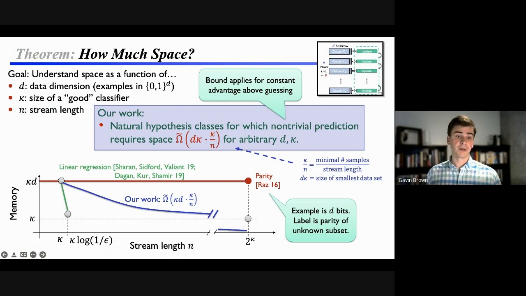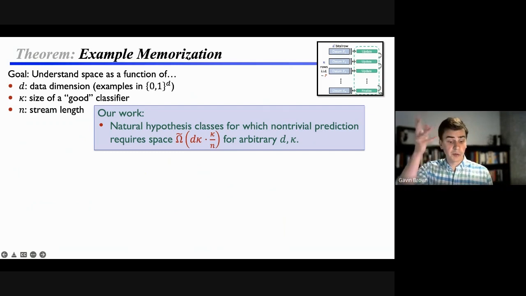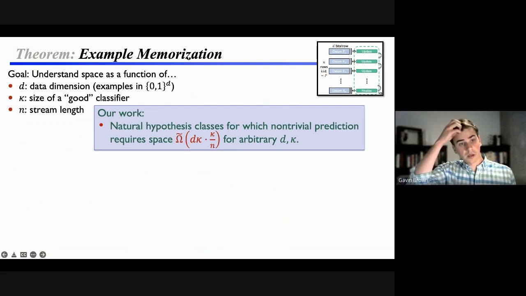Our work is represented by the blue line. At small stream lengths, we have a large memory requirement. And as n grows, it decreases smoothly, applying across a large polynomial-sized set of samples. Okay, so our theorem talks about space, but of course, I'm speaking today mainly about memorization. So I'm going to talk about why our results also imply memorization.